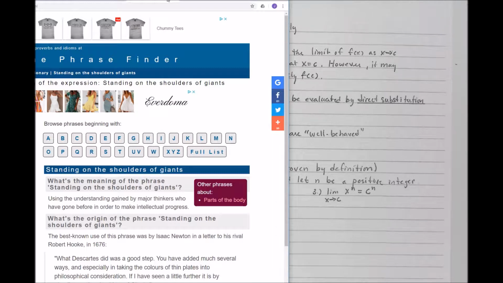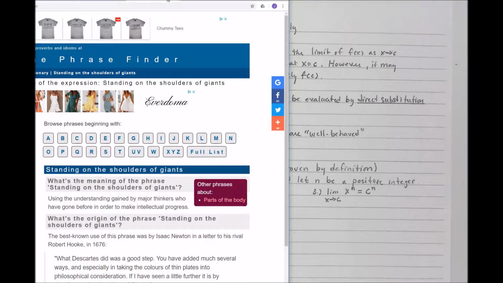"What Descartes did was a good step. You have added much several ways, and especially in taking the colors of thin plates into philosophical consideration. If I have seen a little further, it is by standing on the shoulders of giants." What he meant by that was he took what Descartes had and built off of it. He is standing on the shoulders of giants, on the work of the earlier mathematician Descartes.